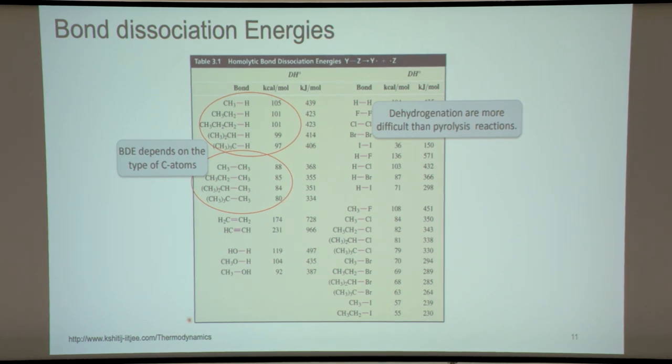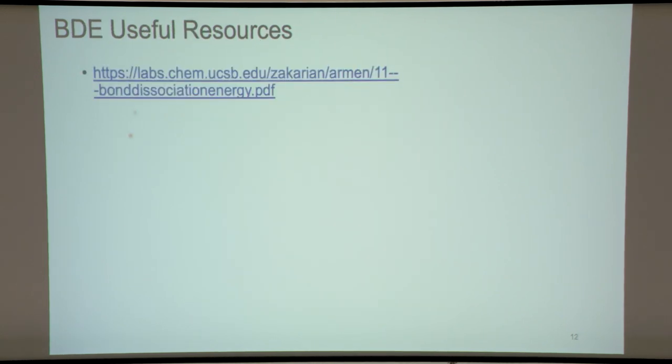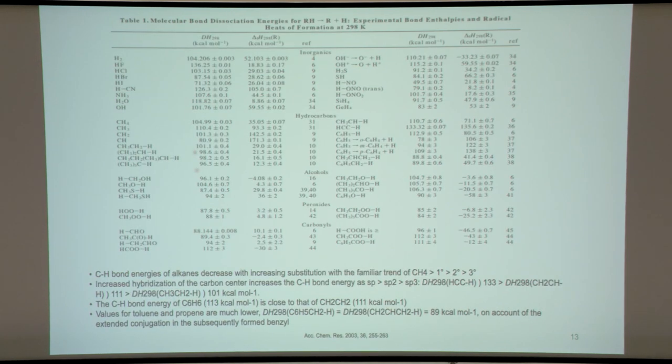And then you can find these kinds of tables for many different bonds: carbon-hydrogen, carbon-fluorine, carbon-carbon double bonds, and so on. This is a useful book, a resource. It's basically a book with all different types of bond dissociation energies. So this is one table of that book, with bond dissociation energies for many different types of bonds.